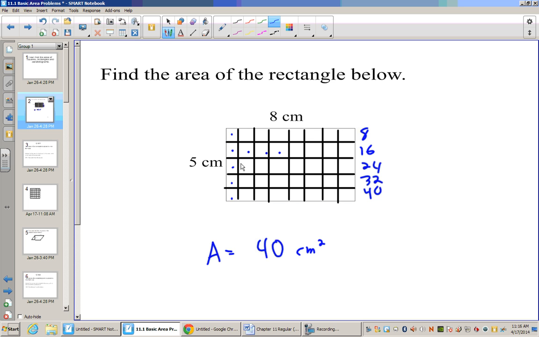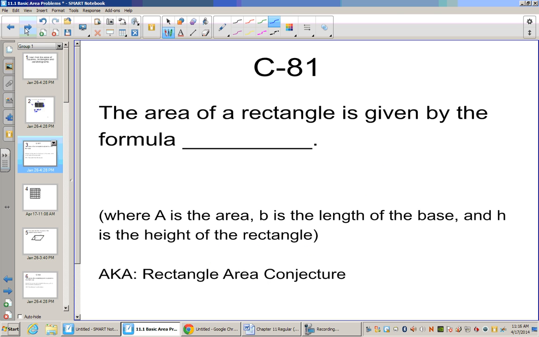And now, we don't want to make these lines and do this every single time. So what we want to do is we'll call this the base and this the height. And we write a formula. Area equals base times height. And that's actually what this thing says, the formula for area, base times height.